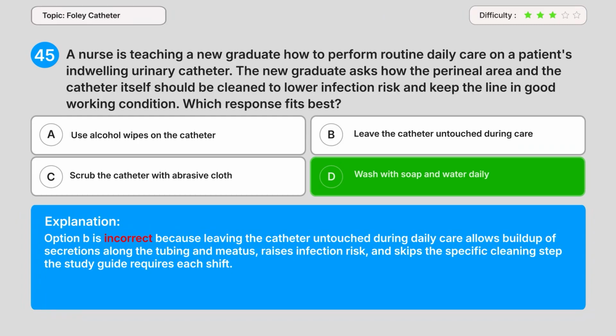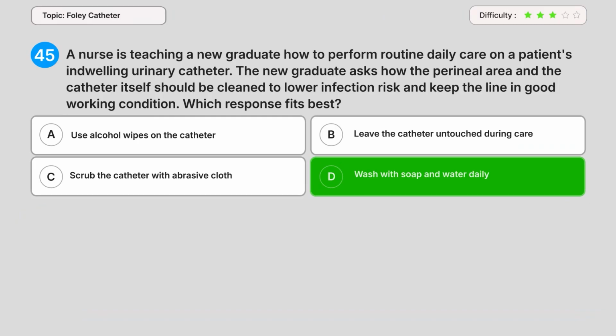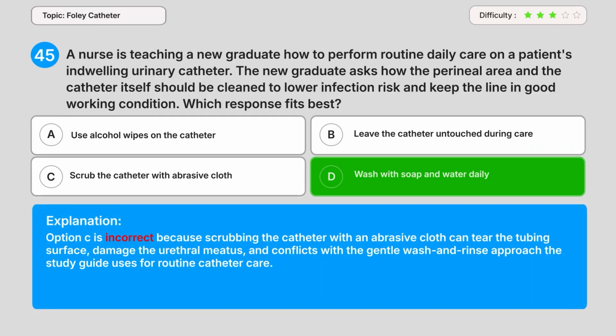Option B is incorrect because leaving the catheter untouched during daily care allows buildup of secretions along the tubing and meatus, raises infection risk, and skips the specific cleaning step the study guide requires each shift. Option C is incorrect because scrubbing the catheter with an abrasive cloth can tear the tubing surface, damage the urethral meatus, and conflicts with the gentle wash and rinse approach the study guide uses for routine catheter care.